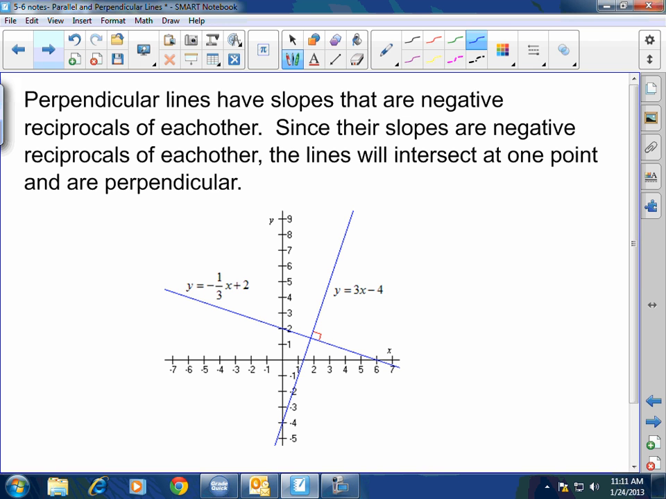Perpendicular lines. Perpendicular lines are lines that have slopes that are negative reciprocals of each other. I'm going to explain what that means in a second. Since their slopes are negative reciprocals of each other, the lines will intersect at one point and they are perpendicular. If you look here, I'm going to zoom in on this.